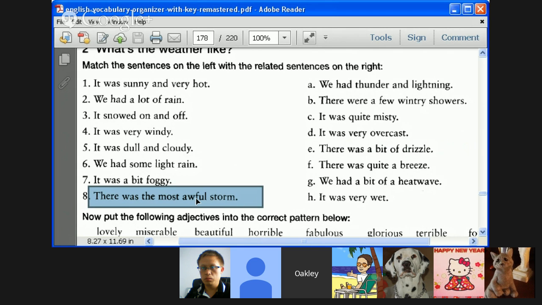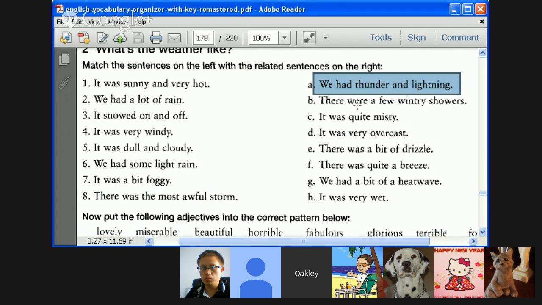Tanya, finally, number 8. Okay. There was the most awful storm. We had thunder and lightning. Yeah, we had thunder and lightning, or a thunderstorm. We often call it that.